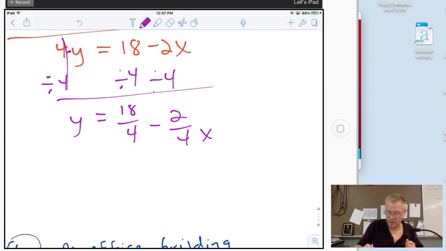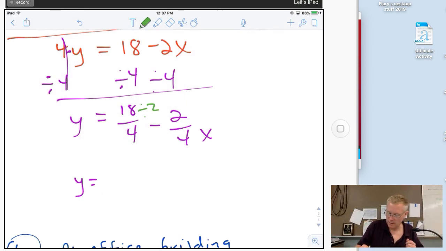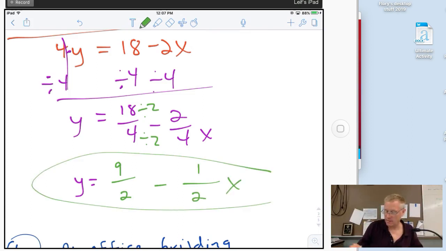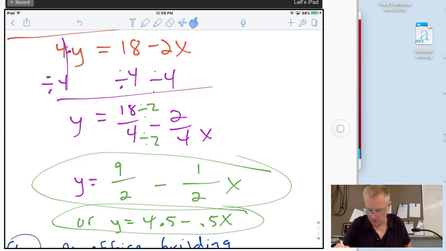And now I'm going to reduce my fractions. I can divide all of these by 2. 18 divided by 2 is 9. 4 divided by 2 is 2. 2/4, both divisible by 2, is 1/2. So that's the best answer there. Okay. If you wanted to give me 4.5 and 0.5 for 9/2 and 1/2, you could. That's also fine. You can write that, or y equals 4.5 minus 0.5x. That's correct also. Okay. If you like decimals, that's fine.